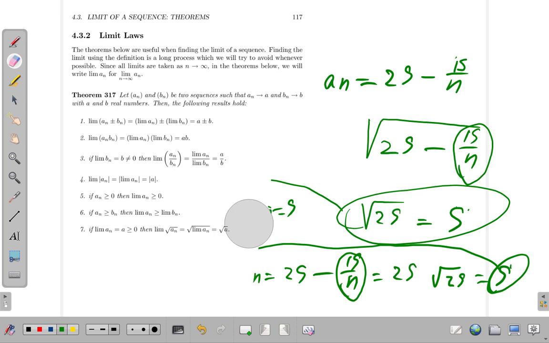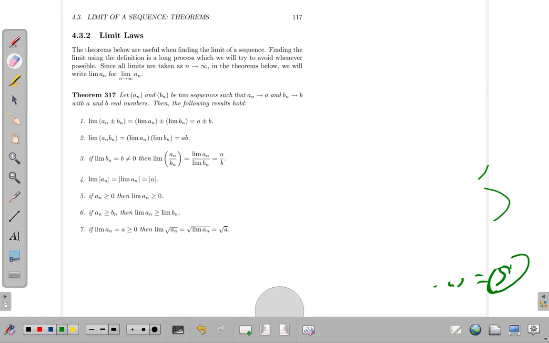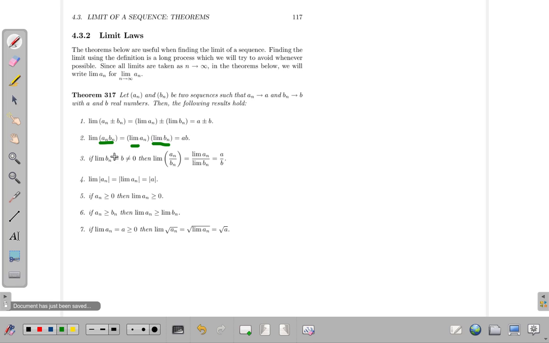So these are the 7 results from considering the limit theorem. If you add the functions and find the limit, it's the same as finding the limit of one plus finding the limit of the other. If you multiply the functions and find the limit of that whole multiplication, it's the same as finding the limit of one multiplied by the limit of the other. If you divide the functions and then find the limit of that division, you get the same thing as finding the limit of one, then the limit of the other, and then dividing them.